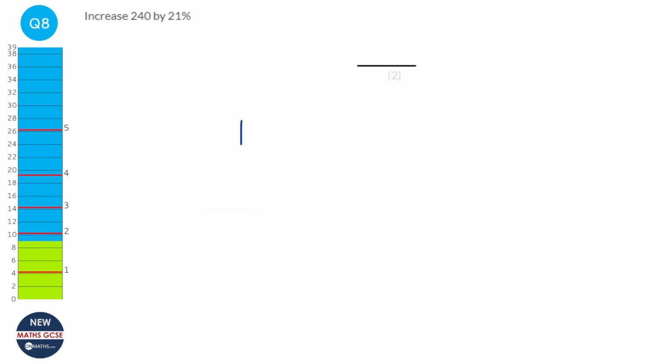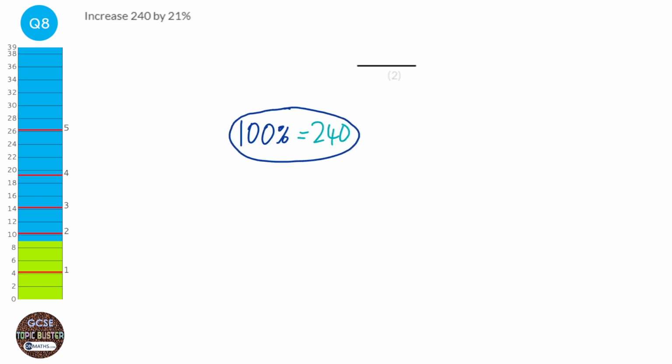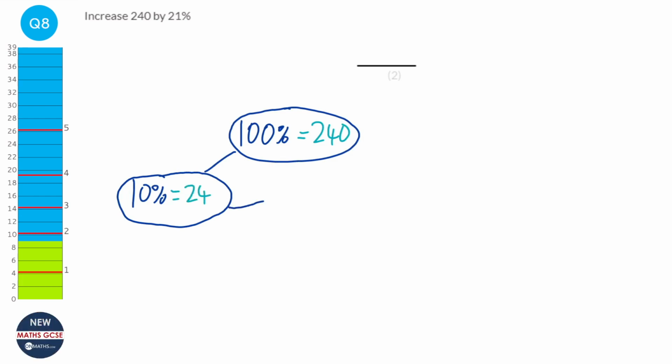So we start off by working out what 100% of 240 is. Well, that's obviously going to be 240. And a nice easy one to start off with is 10%. We're trying to get to 21%, so 10% is always a good one to start with. So we divide by 10, which would be 24. And because we're trying to get to 21%, we'll need to find out what 1% is. And 1%, we just divide the 10% by 10 again, so it would be 2.4.